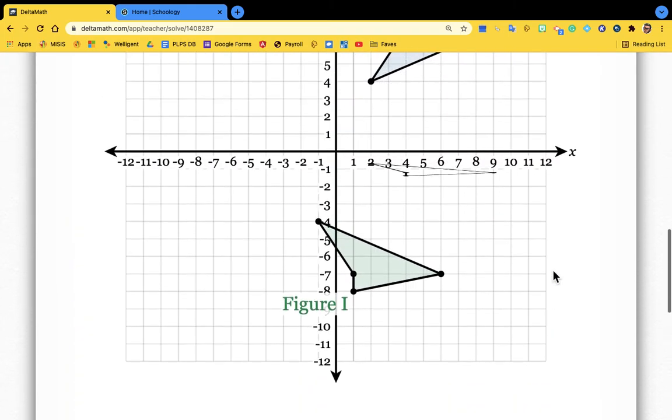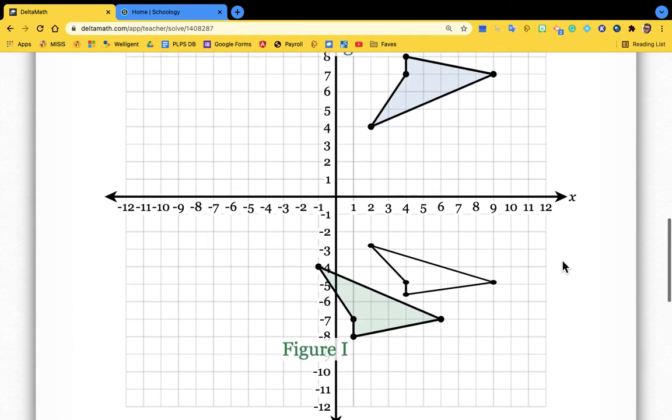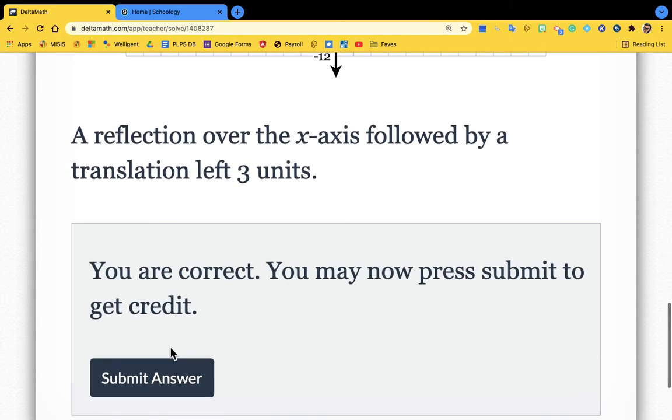Okay, so it gets reflected down, and then when I work, oh, too many. One too many, so it's not 4. It was 3. Let's hit try. Let's see what happens. Perfect. I got it. You are correct.